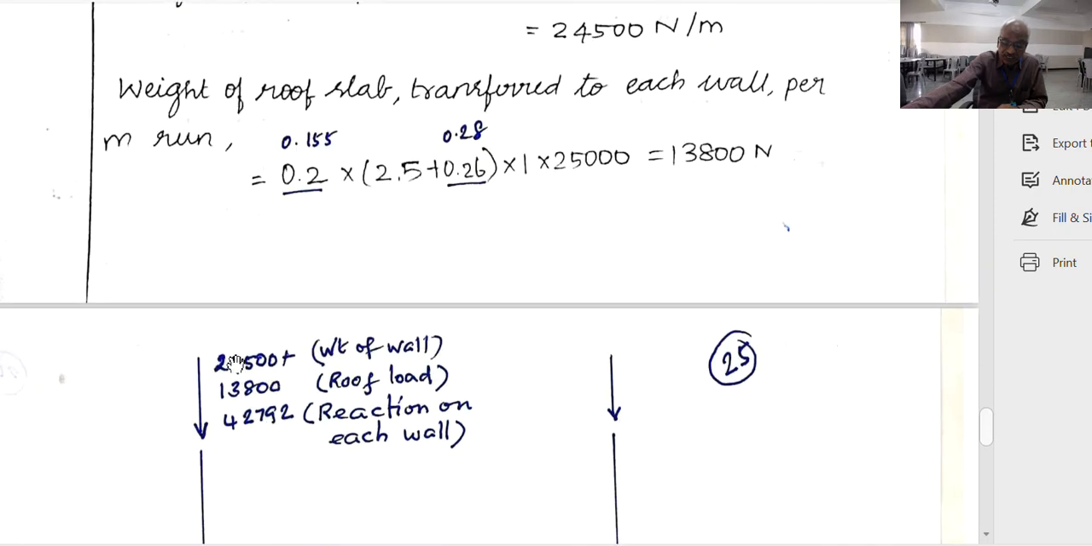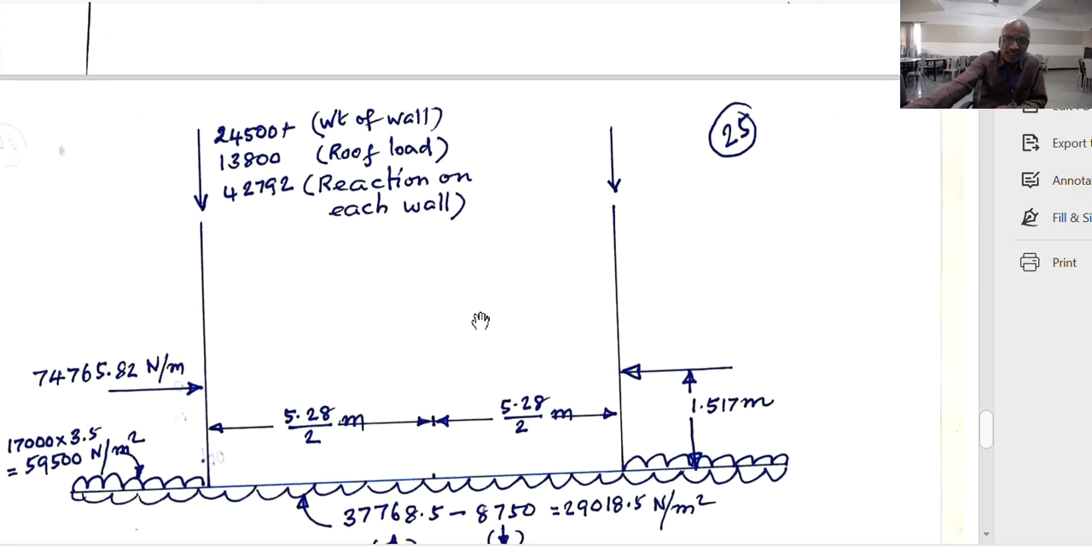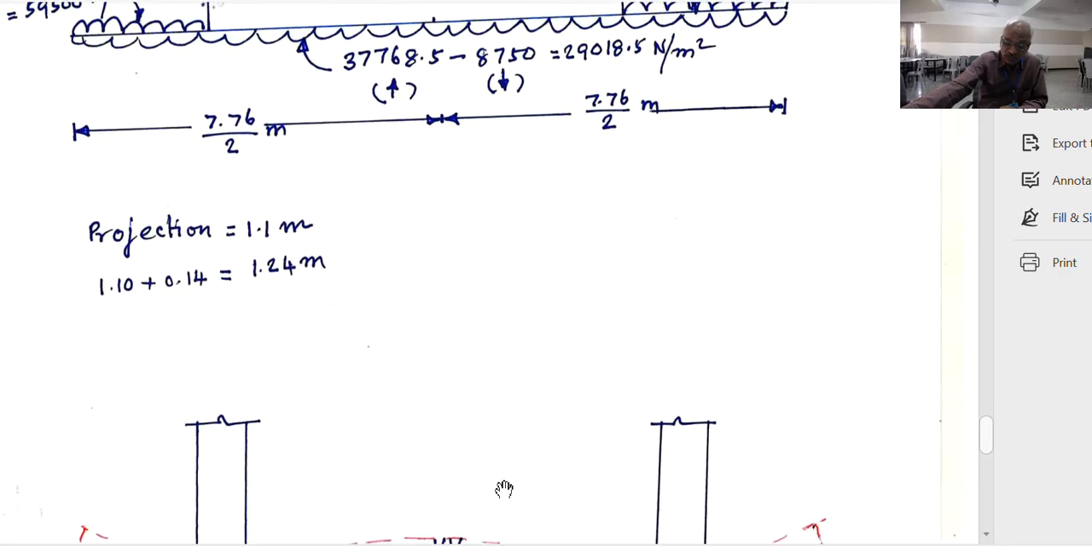What is available in the figure? 24,500, 13,800. Because here you will have doubts. If these calculations are understood, design is nothing. Right? So this is 17,000, 29,000. Other calculations follow.